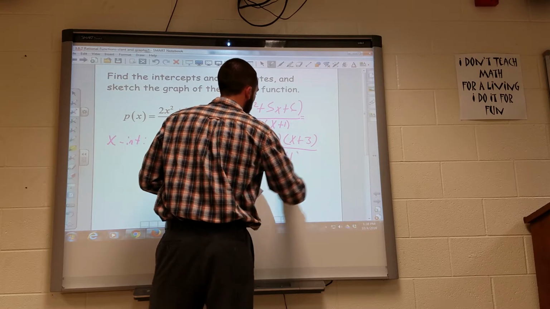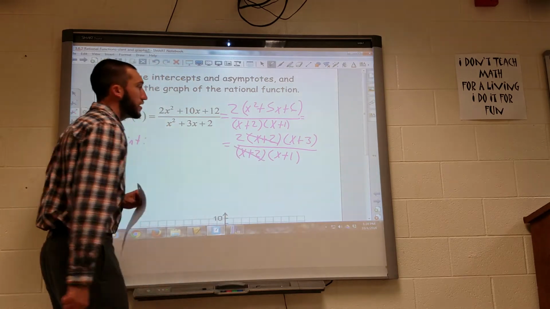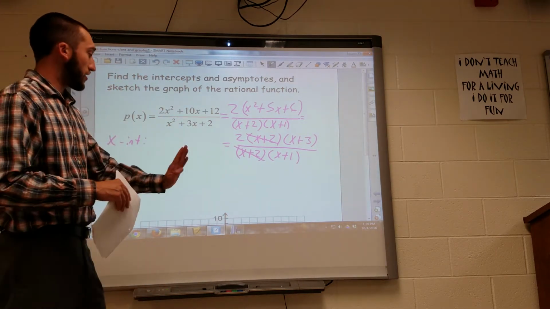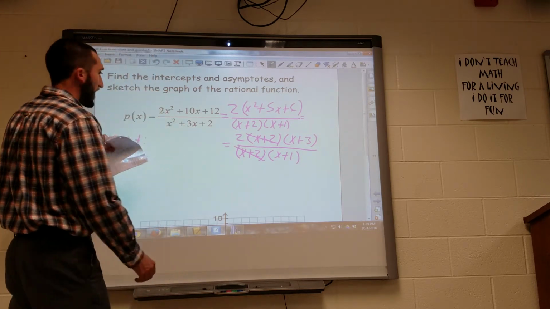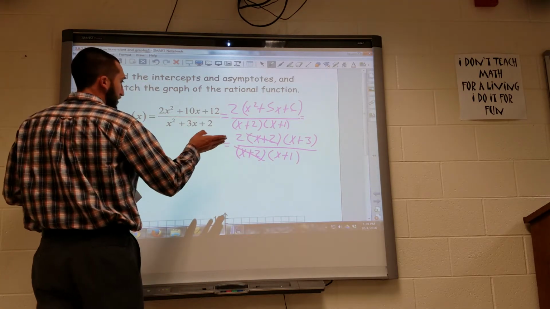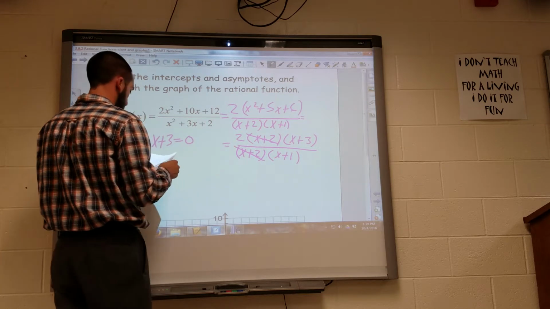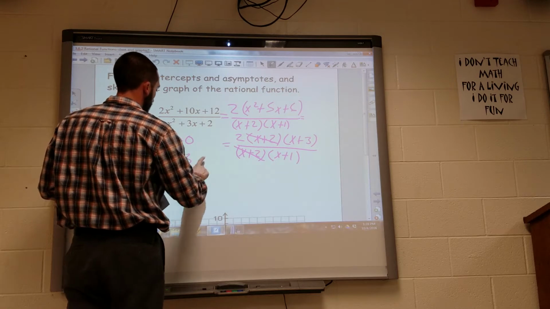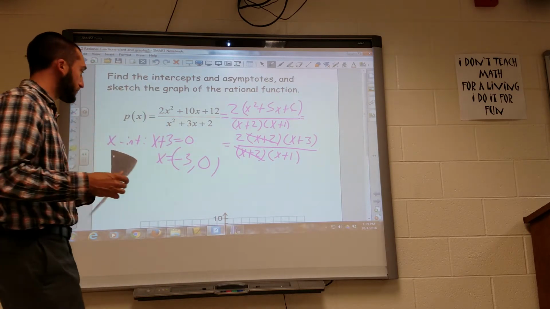Well, here we can see we have a common factor, x plus 2, so we're going to have a hole when x equals negative 2. And when we get to the graph, we'll actually see what that hole looks like. So our x-intercepts are the zeros of the numerator, so the only x-intercept comes from x plus 3 equals 0, so x equals negative 3, so my x-intercept is the point (negative 3, 0).